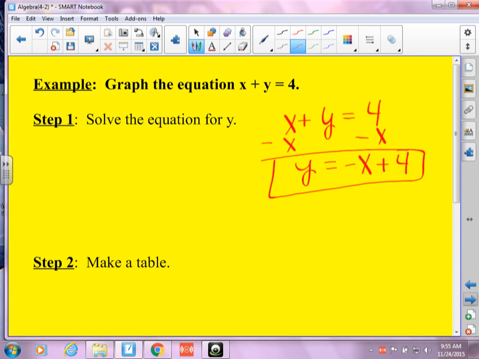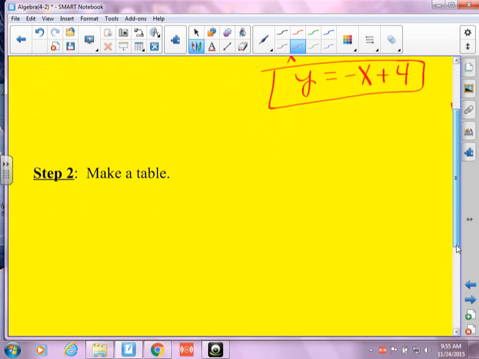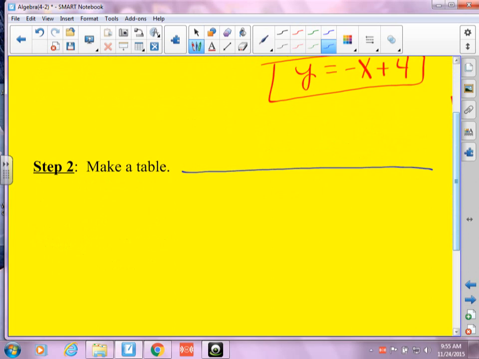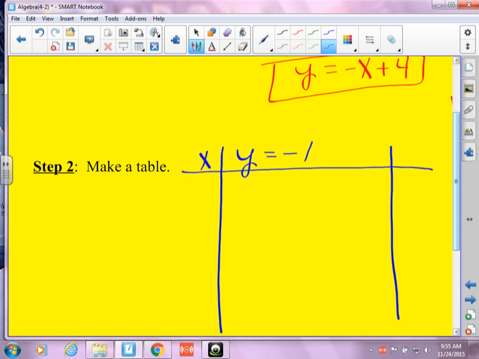Now, once I've got that taken care of, I'm going to make a table. And I'm going to use the same H table as before. So I'm going to put x, I'm going to go y equals negative x plus 4, and I'm going to go y. So one of the new things that we're doing today is I'm solving for x. I'm getting x by itself, or y by itself. I'm solving for y.